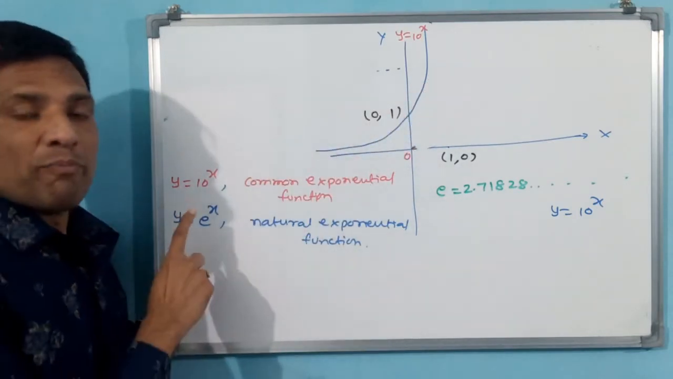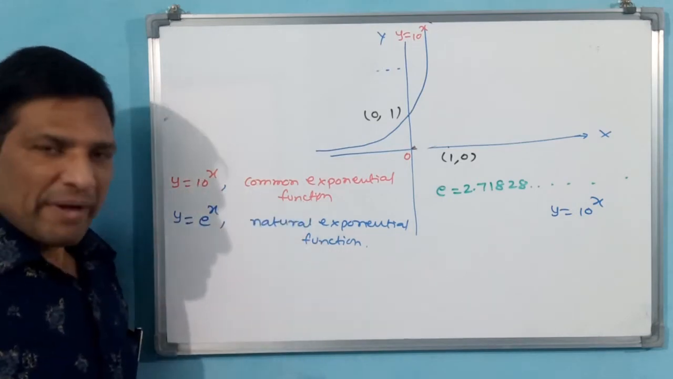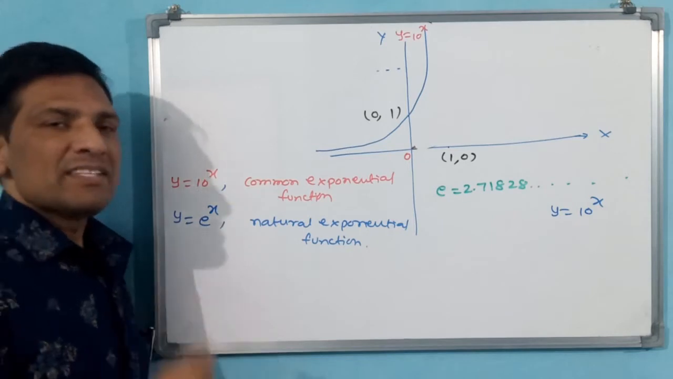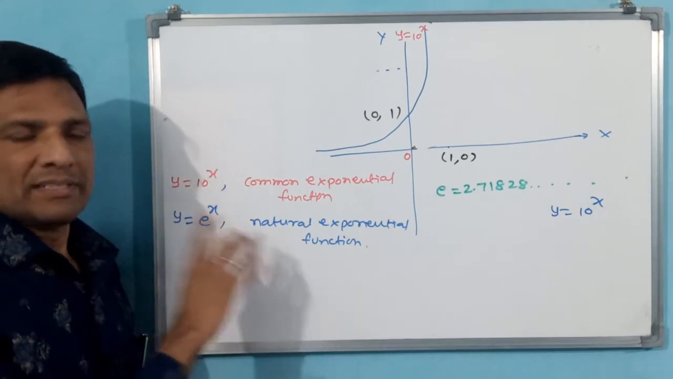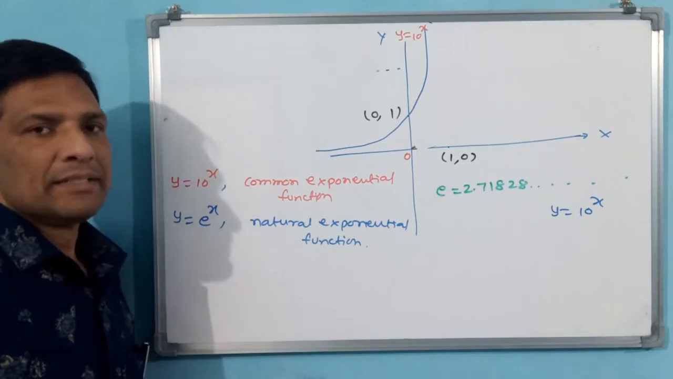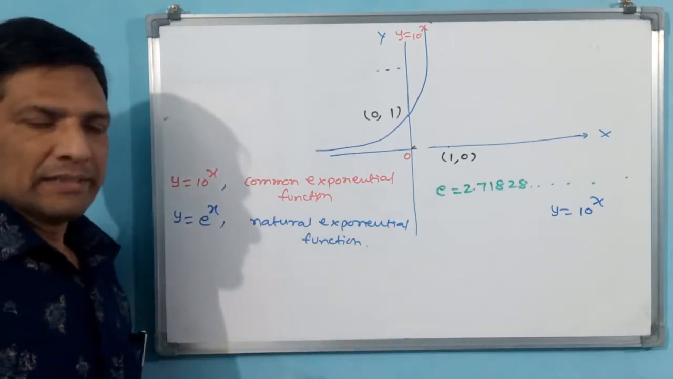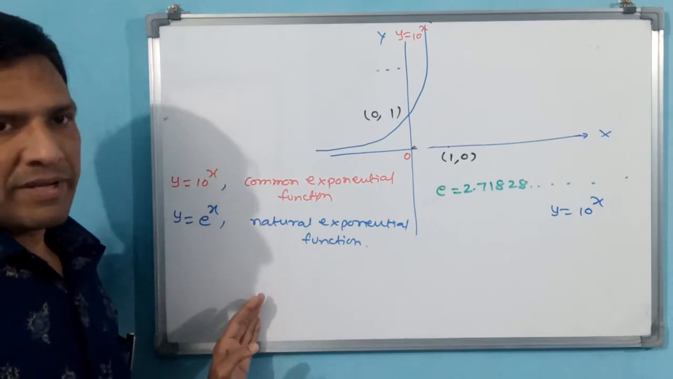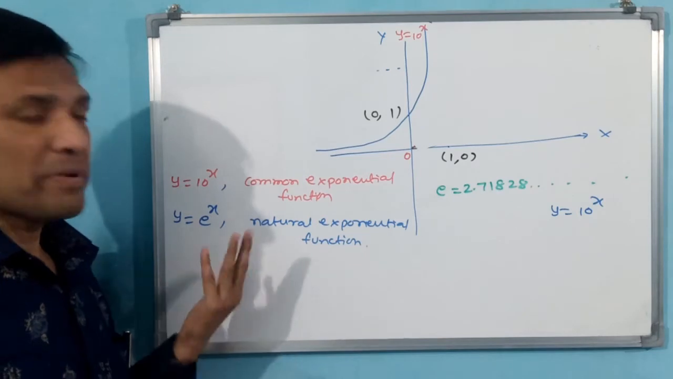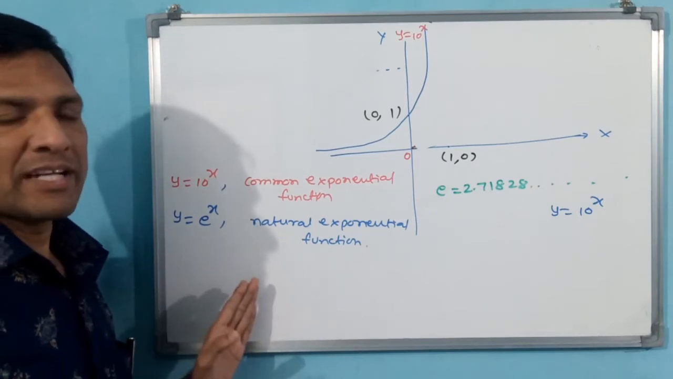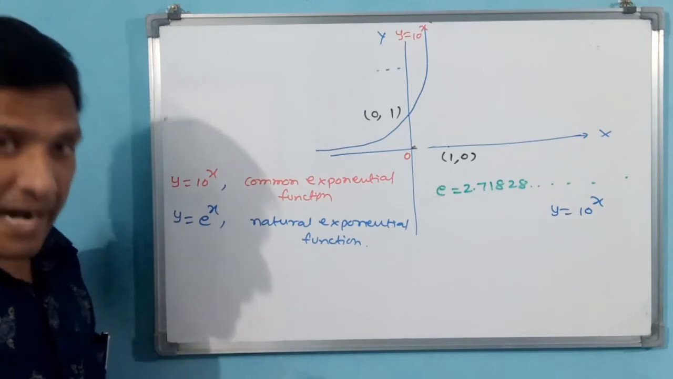If base is 10, y is equal to 10 power x, that is called common exponential function. If base is e, y is equal to e power x, that function is going to be called natural exponential function. e value is 2.71828. Because greater than 1. Base should be greater than 1. We have told base is greater than 1 only. 2.71828 is greater than 1. That is why these two we have standardized, that's all.